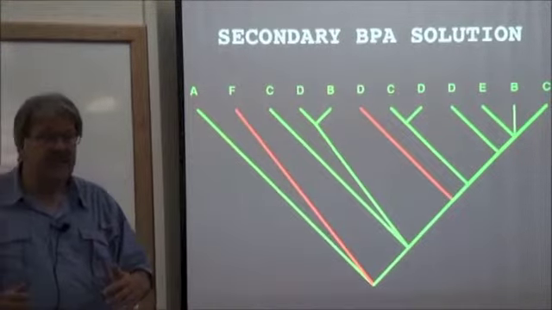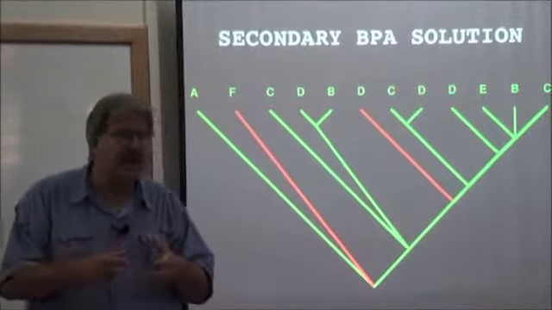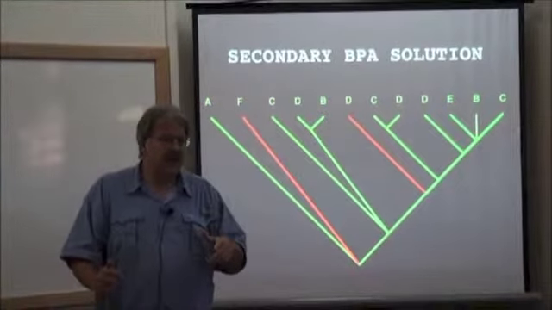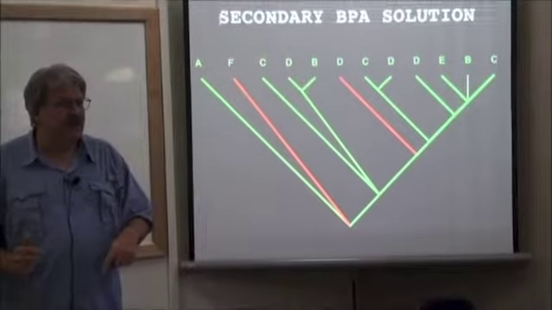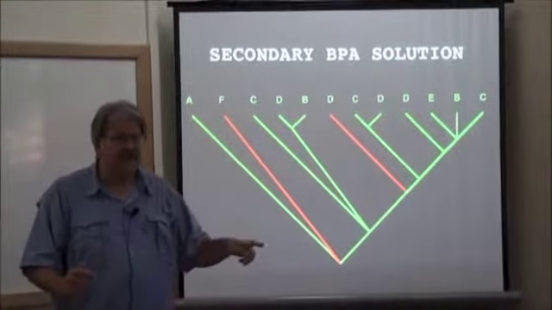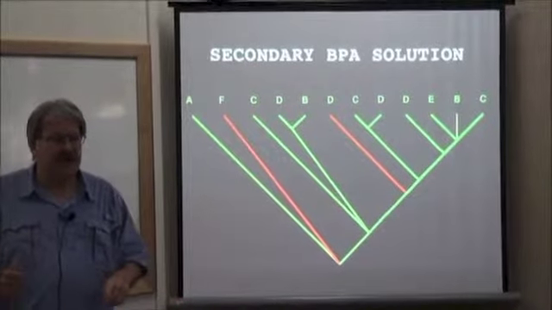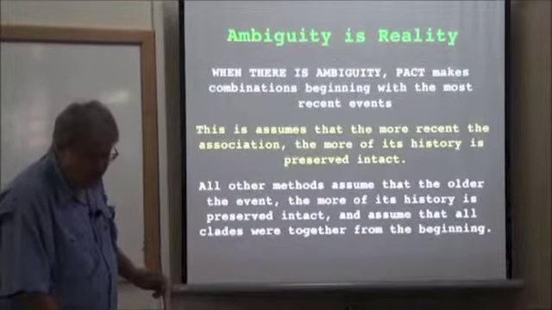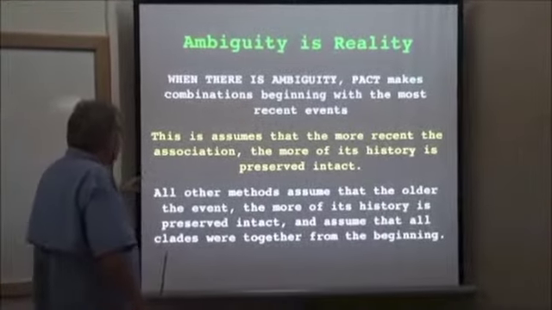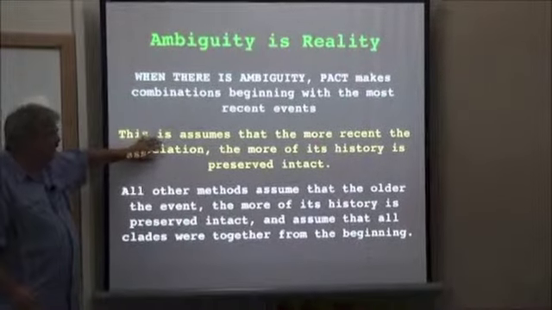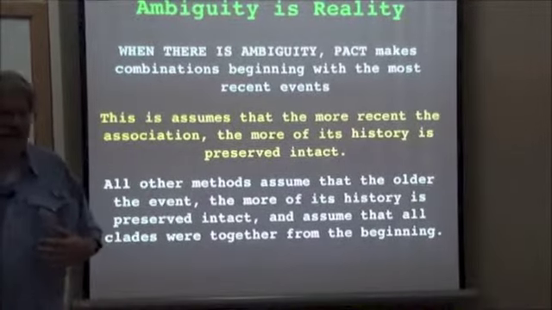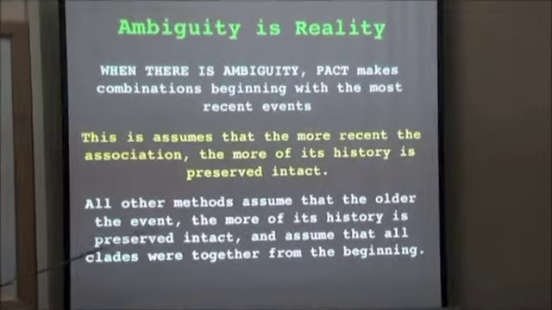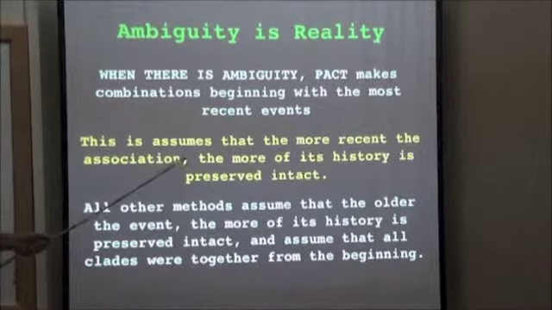And all the other methods end up forcing us, just because of the way they begin the analysis, the way they root the cladograms, to adopt the alternative view: that the older the observation, the better our information about it. And that's probably not true, although it could be true. This sounds more reasonable to me, but it's not necessarily true. Okay, so it turns out that this is the PACT default.